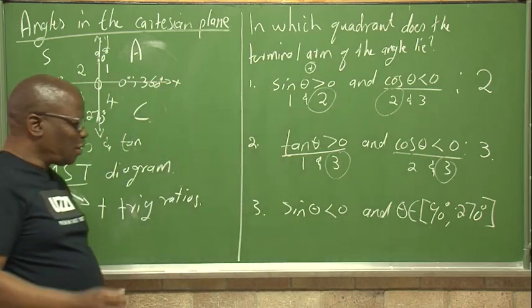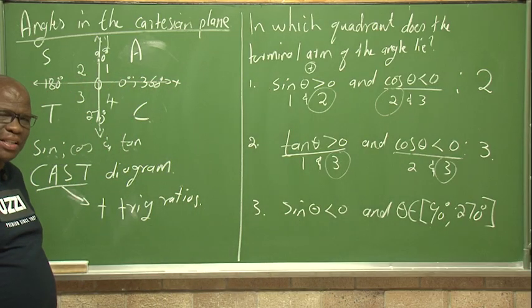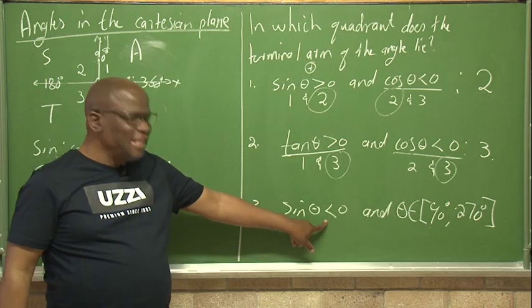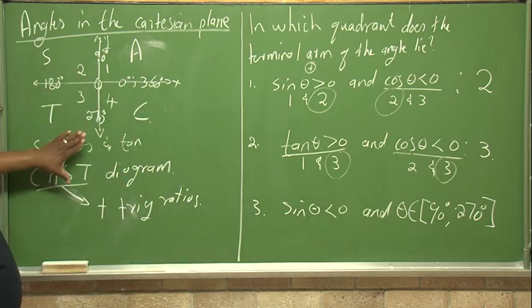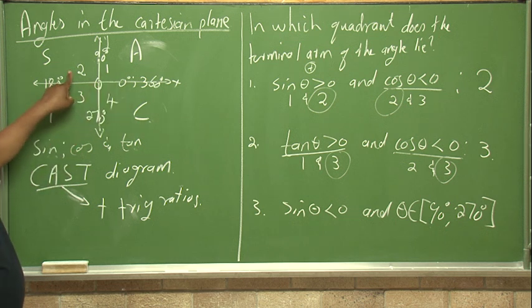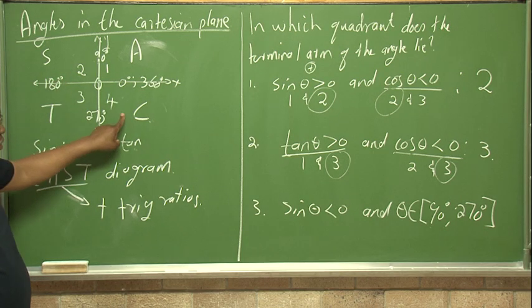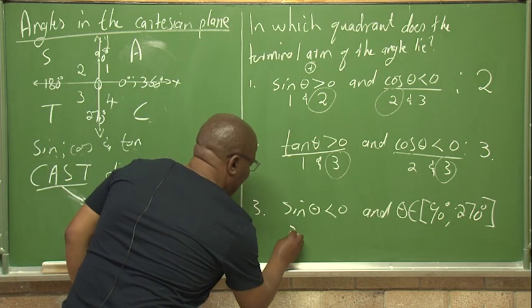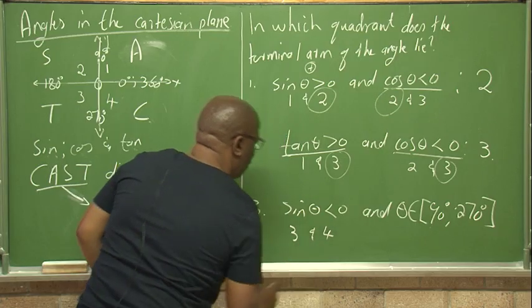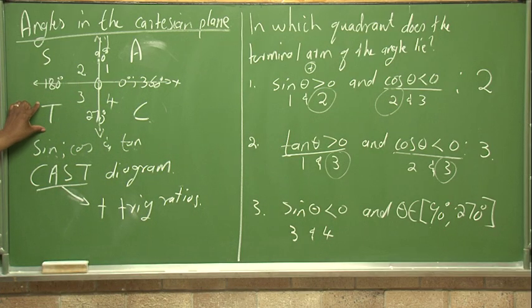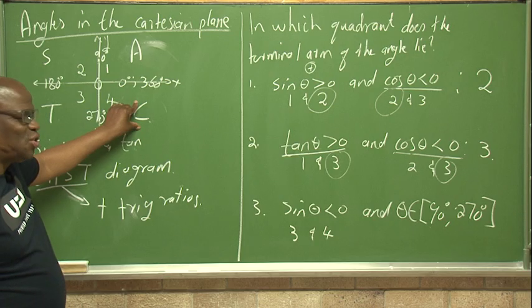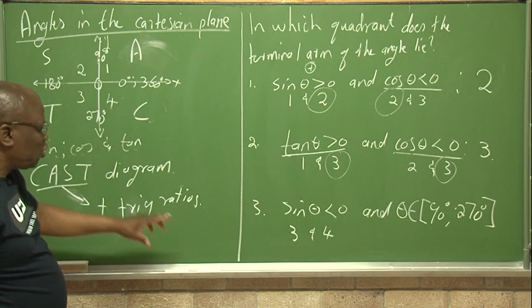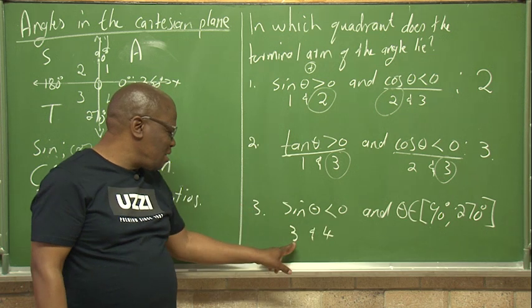All we have to do is identify which quadrant we are exactly referring to in this case. Sin theta less than 0. Remember, you look at the CAST diagram: sine is positive in the first and second. So in the third and fourth, sine is negative. Here we are referring to the third and fourth quadrant, because in the third quadrant there is no sine, meaning sine is negative. In the fourth quadrant there is no sine, meaning that sine is negative. So where sine is less than 0, it will be in the third and fourth quadrant.